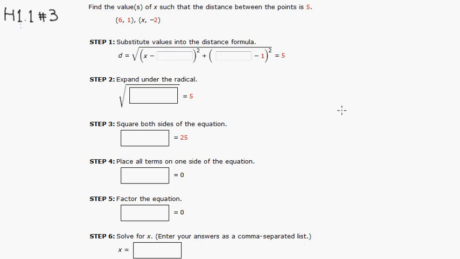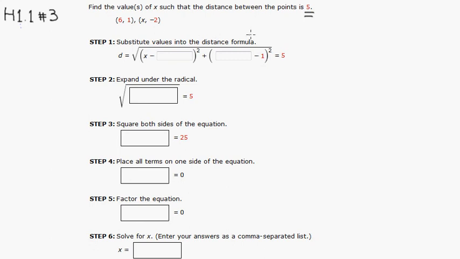Okay, so I'd like to go over homework 1.1, problem number 3. You have 2 points given: (6, 1), and the second point is (x, -2). Then we want the distance between those 2 points to be 5. Alright, so let's see if we can do this.